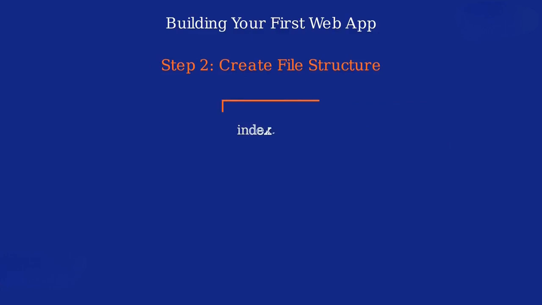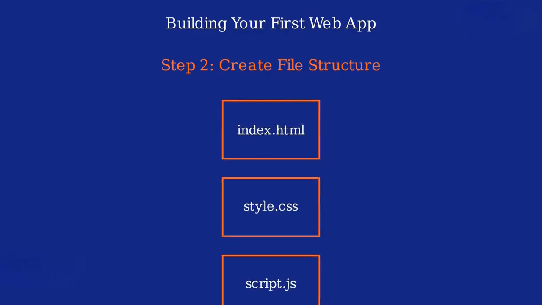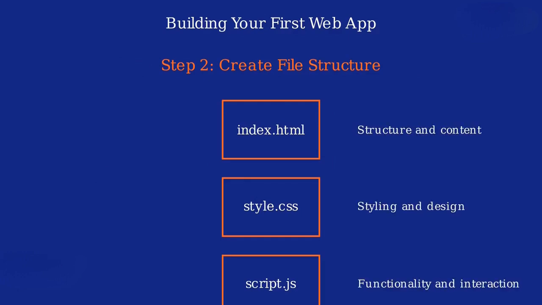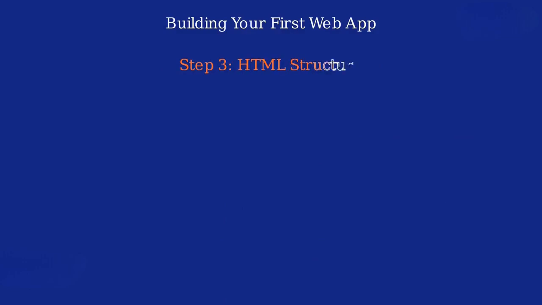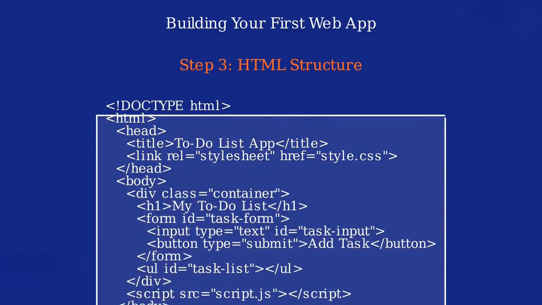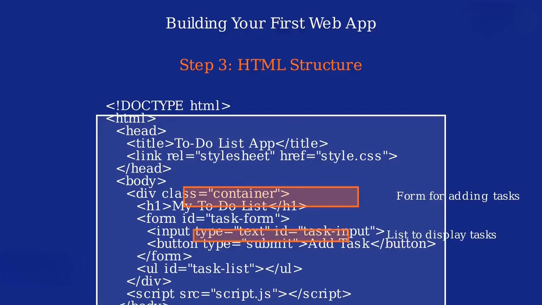Create 3 files for your project: HTML for structure, CSS for styling, and JavaScript for functionality. Each file serves a specific purpose in your web application. In your HTML file, create the basic structure for your to-do list application. Include a form for adding new tasks and an unordered list to display them.